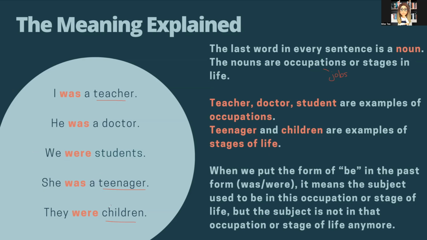Same thing. They were children. This is a plural form because we're using they. But if it's singular, you can say she was a child. Anyways, no matter what you say, it means that you were at this stage of life in the past, but you are not in that stage of life anymore.